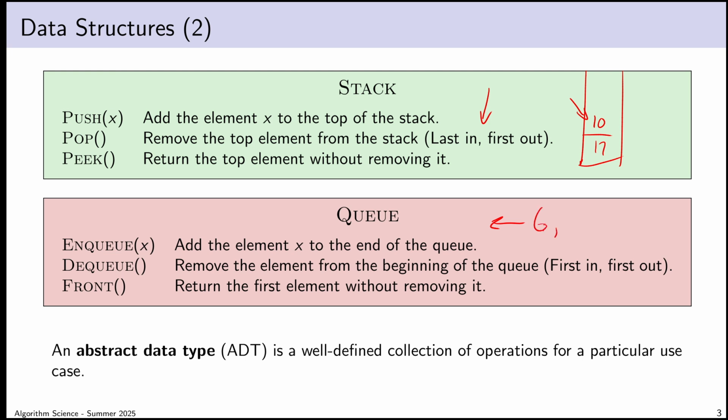Whoever gets in line first is the first person to reach the front of the line. And so the enqueue operation puts something at the back of the line. The dequeue operation removes the thing at the front of the line. And then the front operation just gives us back the thing at the front without deleting it. And so this is a first in, first out order. The first thing to enter the line is the first thing to reach the front of the line.